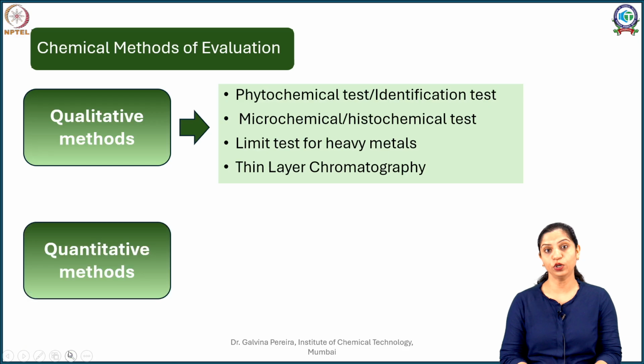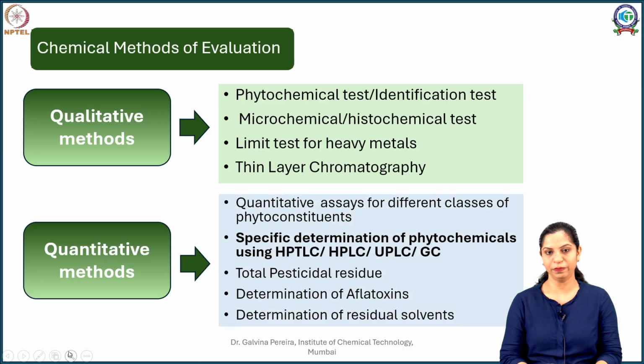We then went on to quantitative methods, wherein we started quantifying certain things, especially the phytochemicals. Last time we saw a UV method as well as a fluorimetric method for quantification of certain compounds like quinine, and flavonoids like quercetin and so on.